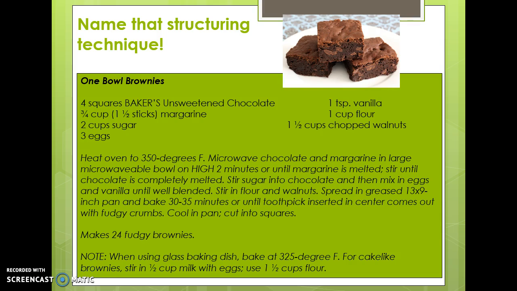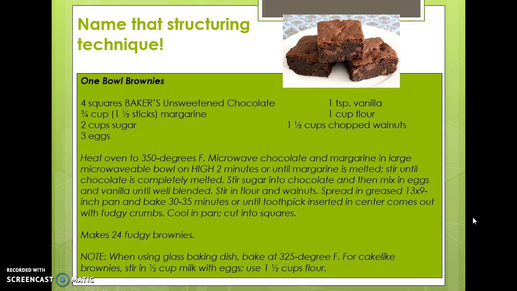Name that structuring technique. Here's a recipe for one bowl brownies. There's a list of ingredients here, and then the procedure. Heat oven to 350 degrees Fahrenheit. Microwave chocolate, margarine, and large microwavable bowl on high 2 minutes or until margarine is melted.